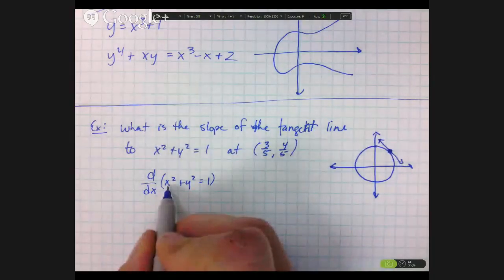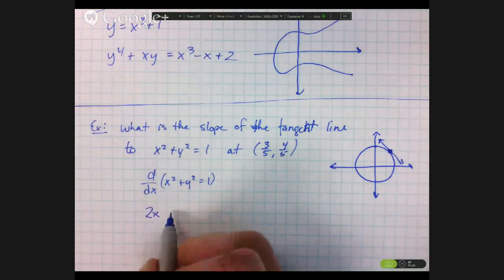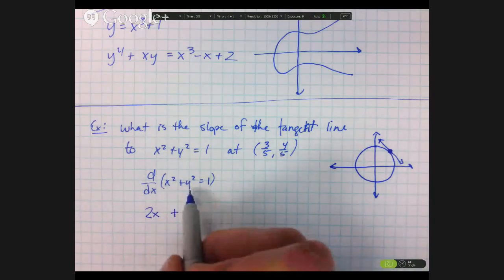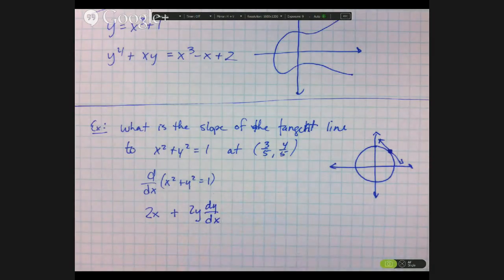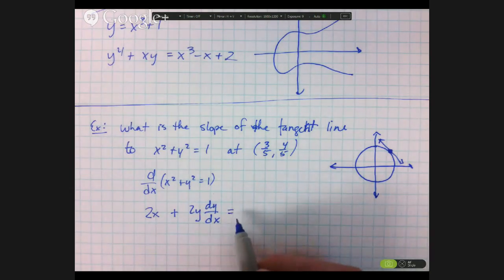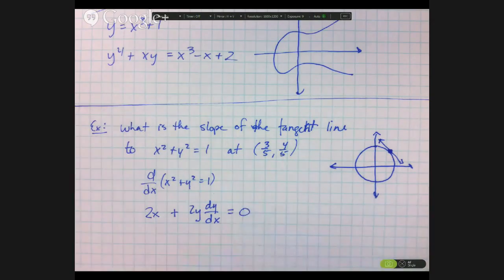Okay, what's the derivative of x squared with respect to x? 2x. What's the derivative of y squared? Okay, now it's a derivative of y with respect to x, so we actually have to label it now. dy dx. This one is x with respect to x, so we just leave it as is. But that one is the derivative of y with respect to x. What's the derivative of 1? 0.